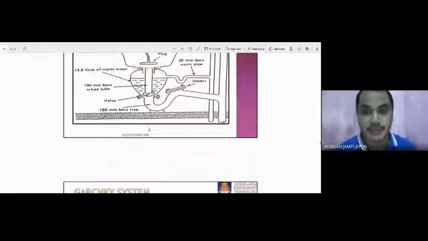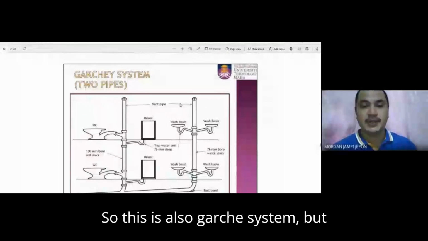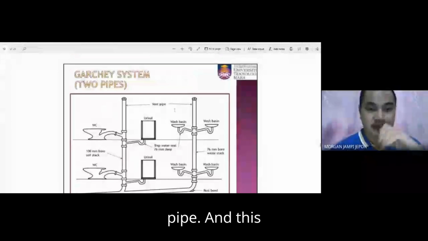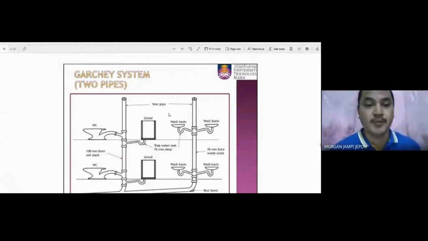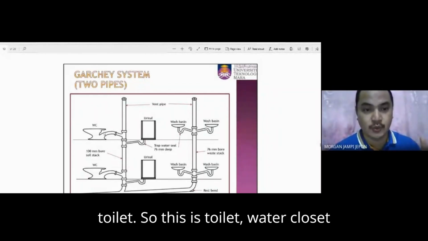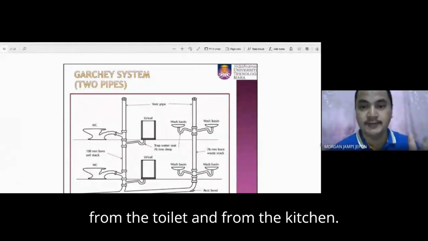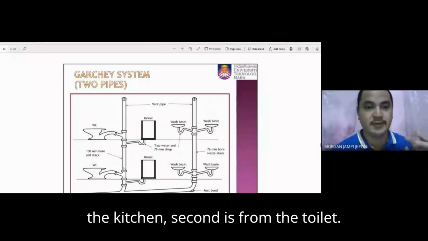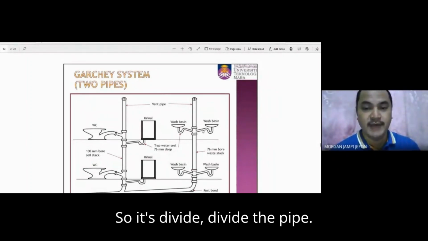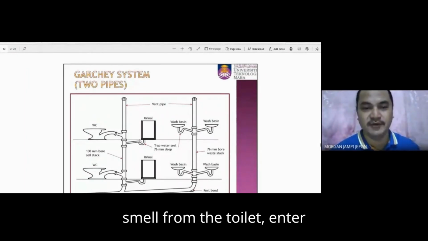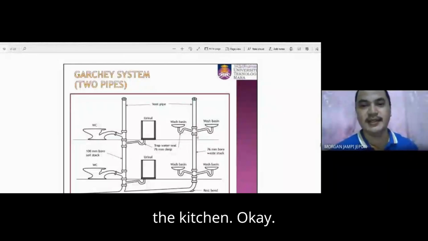So this is also a Garchi system, but this one belongs to a type called 2-pipe. This system separates the piping from the toilet, that is the water closet, and from the kitchen. So for 2-pipe, the first pipe is from the kitchen, the second is from the toilet. It divides the pipe. This is to avoid smell from the toilet entering the kitchen.